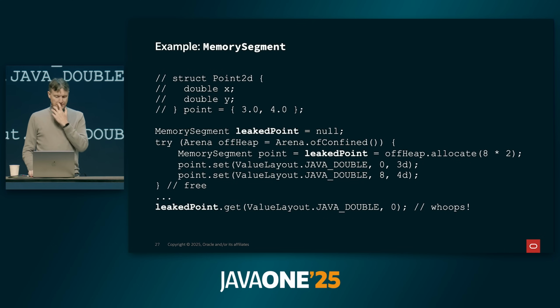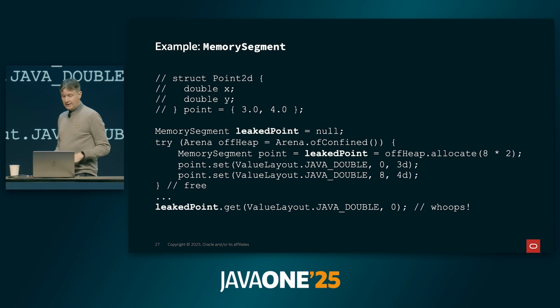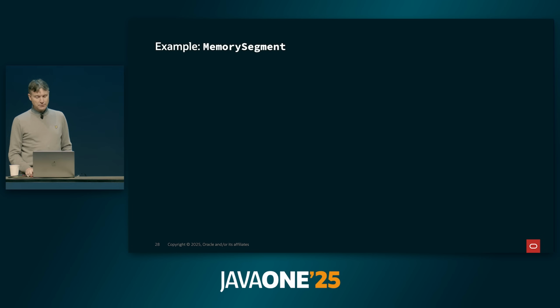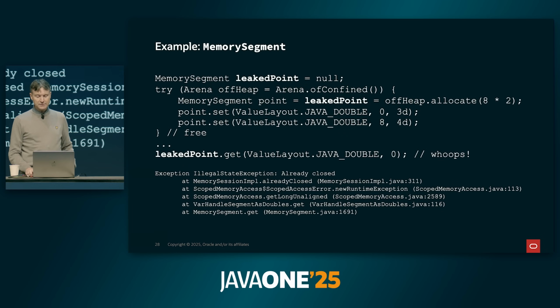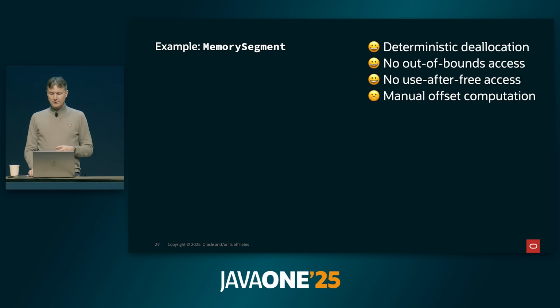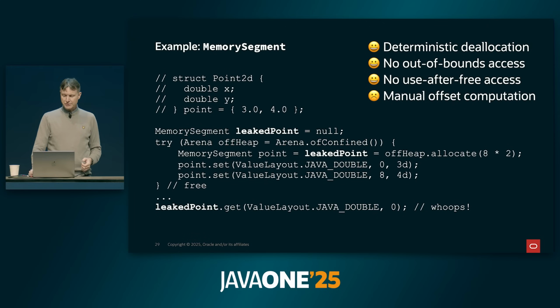And if I'm trying to leak this pointer here, which I'm doing with this kind of hack, and if I'm going to try to access that, it's going to throw an exception like this, illegal state exception, already closed. So it's not possible to use segments after the corresponding arena has been closed. So it's getting better. Now we have deterministic deallocation, we have no out-of-bounds access, and no use after free. But you still have this kind of annoying manual offset computation.